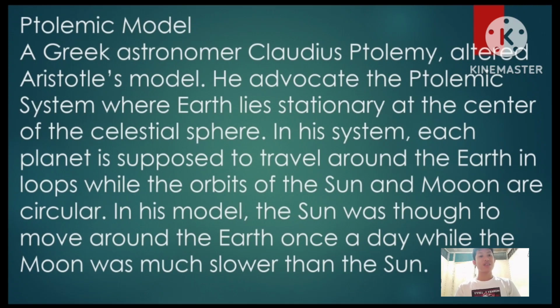Ptolemaic model. A Greek astronomer, Claudius Ptolemy, altered Aristotle's model. He advocated the Ptolemaic system, where Earth lies stationary at the center of the celestial sphere. In his system, each planet is supposed to travel around the Earth in loops while the orbits of the Sun and Moon are circular. In his model, the Sun was thought to move around the Earth once a day, while the Moon was much slower than the Sun.